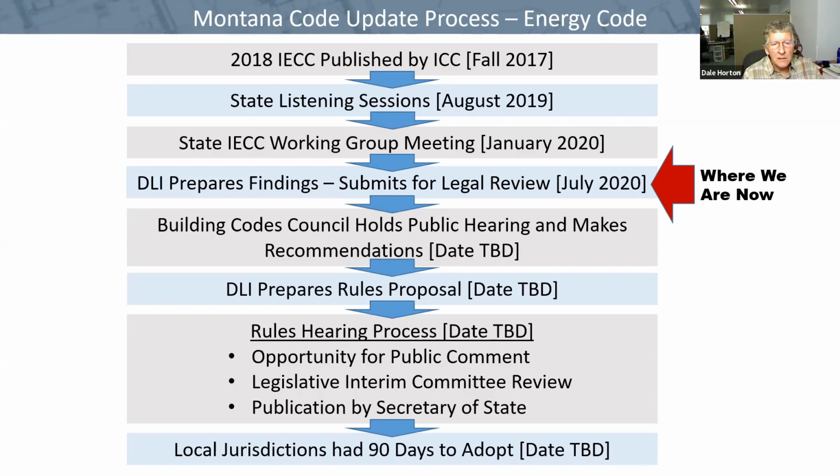After that review by the state occurs, by the legal experts in the state, then we'll go to the Building Codes Council with its public meetings. Recommendations go back to the department, and the department then issues some final language, which goes through a rules hearing process before it's finally adopted. So we'll be lucky to see the energy code adopted by the end of the year.